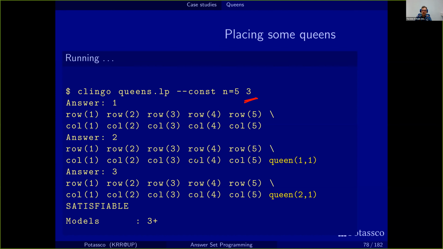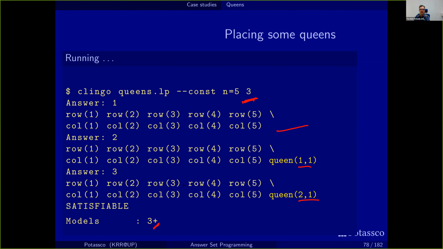Good. Anyway, so in the first solution, actually, there are no queens on the board. Here we put a queen on position 1-1, here on 2-1. And again, these are just the first three that I enumerated. You actually see here, whenever CLASP gives you a plus symbol, it says the search space has not been exhausted. There are still solutions pending, or there may still be solutions.